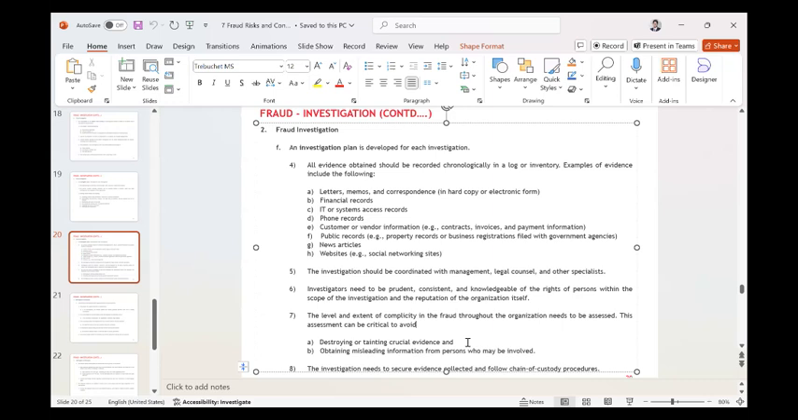Something like putting your mobile phone on airplane mode, or taking the laptop quickly, or taking the vouchers and restricting the access of the fraudster to the office, or maybe the removal of access rights. All that you have to see, because the last thing we want is the destruction of crucial evidence.